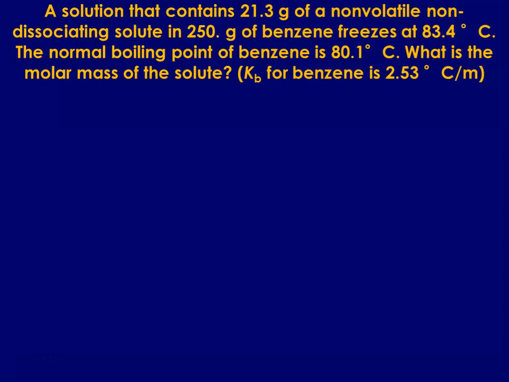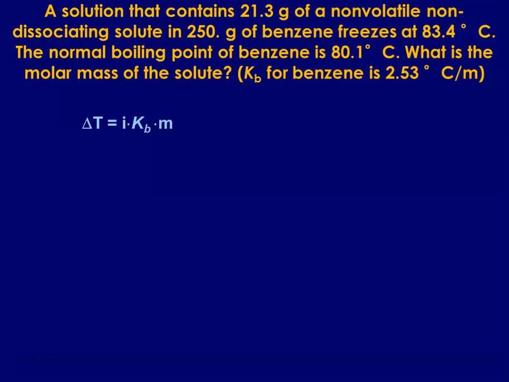Well, molar mass is grams per mole. And we have the grams of our solute, we have the grams of it being 21.3. So we need to find the moles of our solute. Well, we don't have anything offhand that's going to help us find moles of solute since we don't know its identity, but we do have the ability to use colligative properties to find out information. And specifically, we can find out from the information that's given in this problem the molality of our solution.